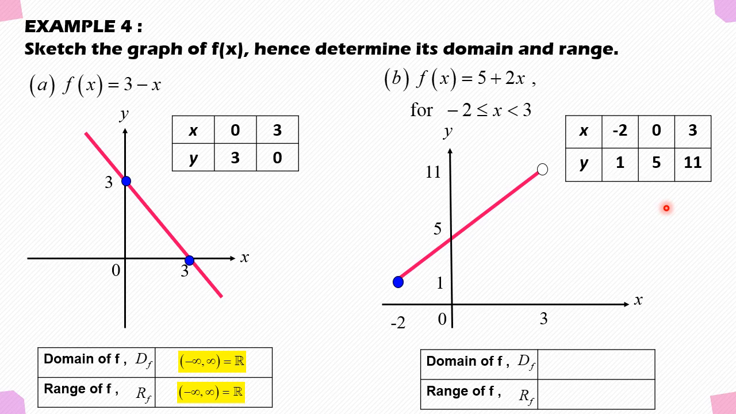From here, we can read the domain of f as the semi-open interval [-2, 3), by taking the restricted domain given in the question, and the range of f, by looking at the graph, is from 1 to 11.